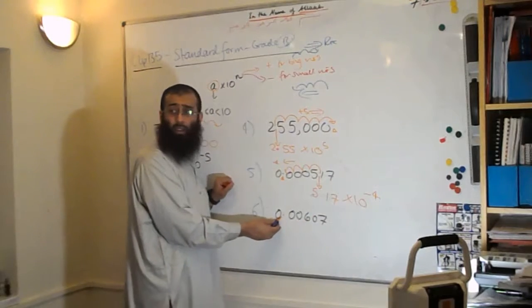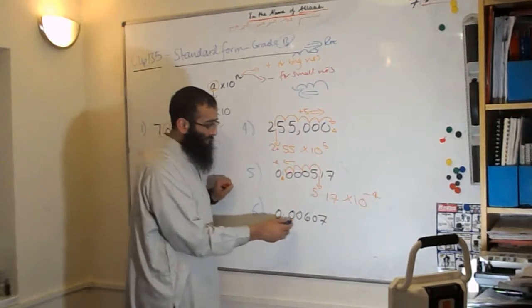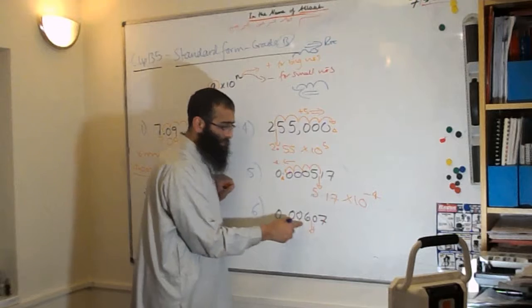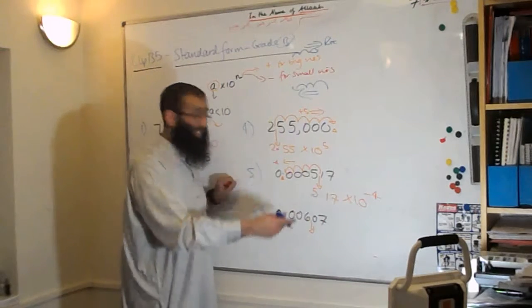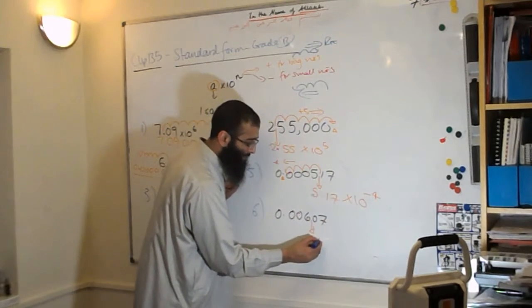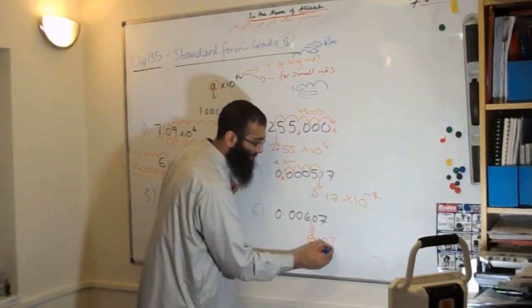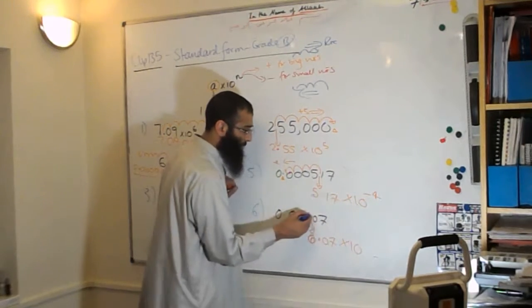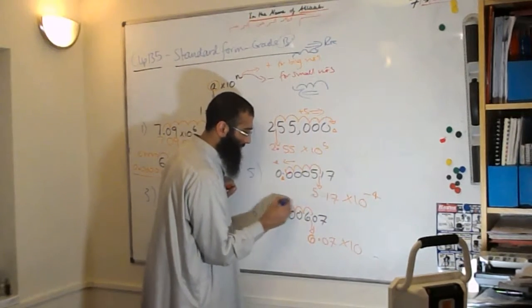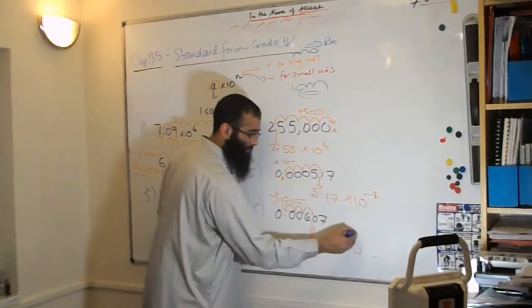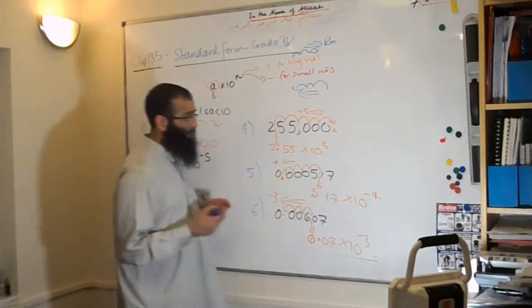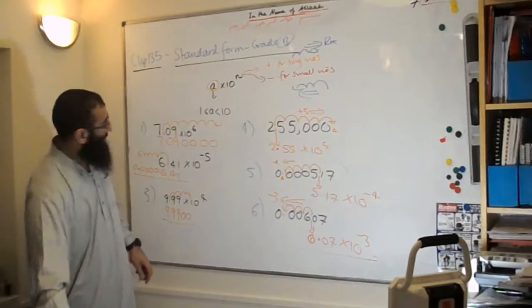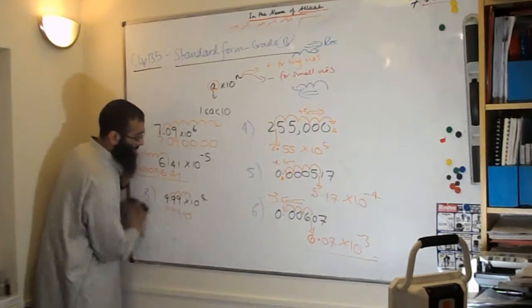Okay, the decimal point is here, Mr. Saf. We need the decimal point to be there, so the number reads 6.07. So the number is between 1 and 10. 6.07 times by 10 to the power of, so we go 1, 2, 3, 3 jumps to the left. So the answer will be minus 3. Okay folks, tick your work, we got that right. And we move on now.